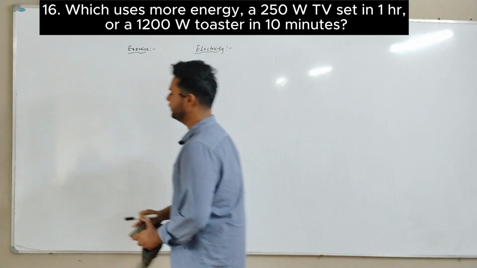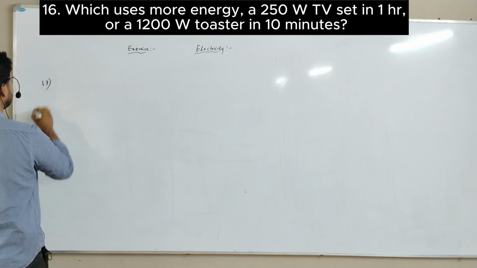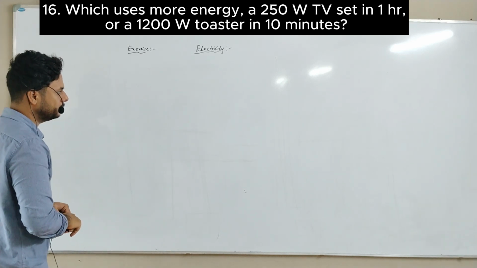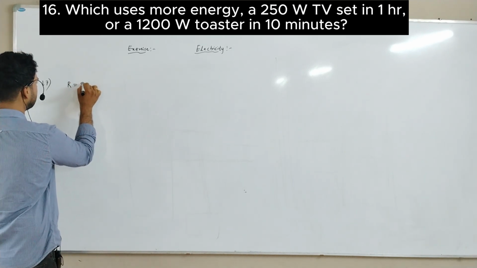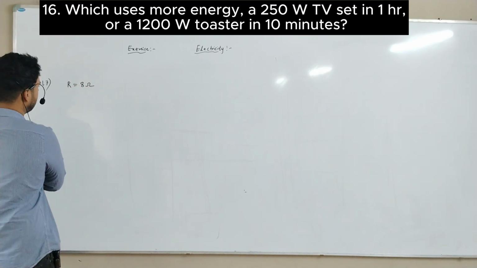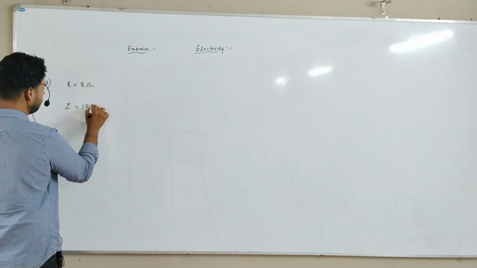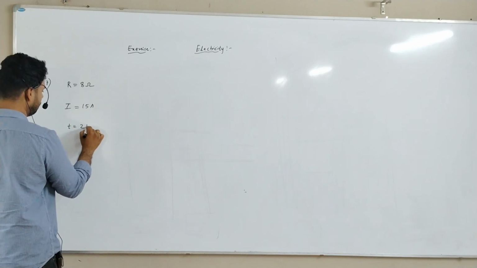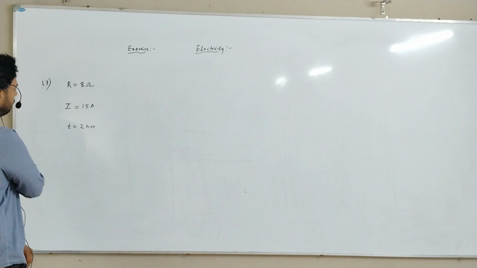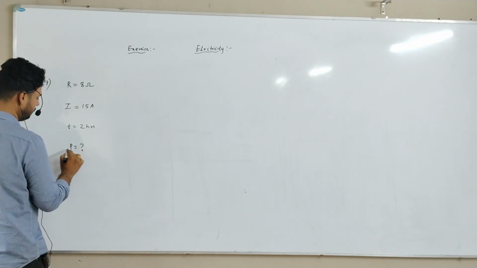Read the 17th one. An electric heater of resistance 8 ohm draws 15 ampere from the service, for 2 hours. Calculate the rate at which heat is developed in the heater.